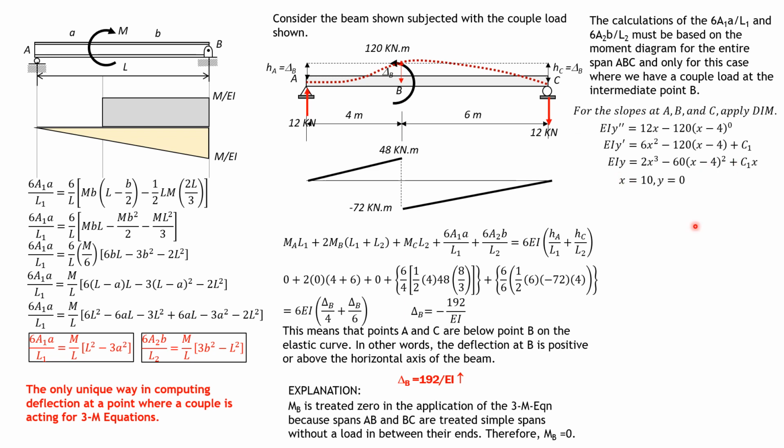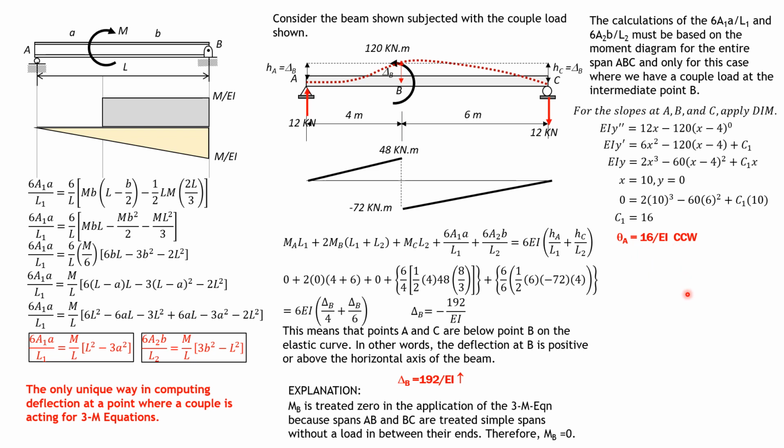And take note that c sub 1 is interpreted as the slope at A, because when we substitute x equals 0 here, EI theta A equals, this is 0, this is ignored, then c sub 1. That's why theta A is c sub 1 over EI. So solving for this c sub 1 here, we get c sub 1 equals 16. So therefore, theta A is equal to 16 over EI. And that is positive, so therefore it is counterclockwise.